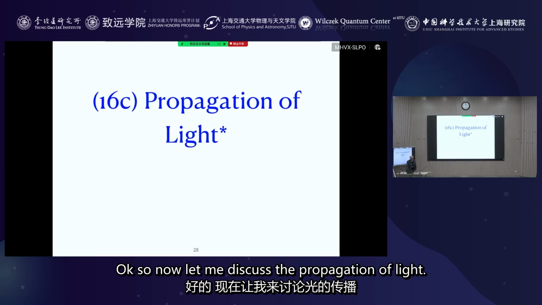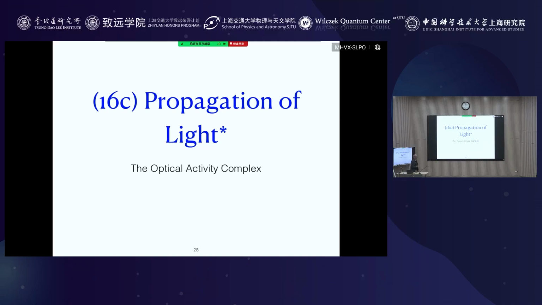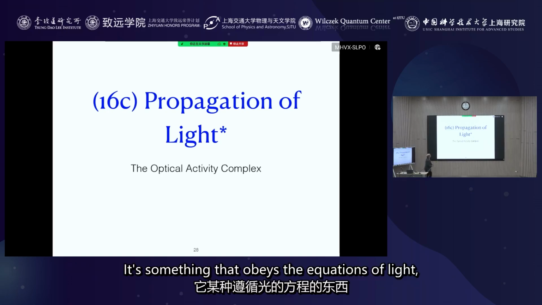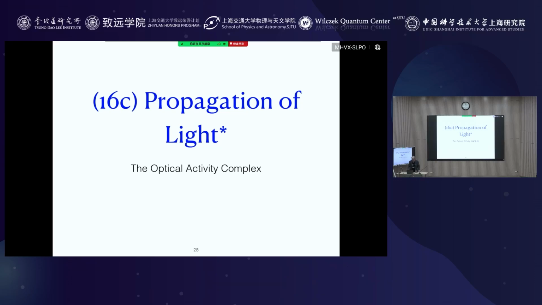Okay, so now let me discuss the propagation of light. The asterisk here means, of course, it's not necessarily light. It's something that obeys the equations of light, if you like, or electromagnetic waves in general.